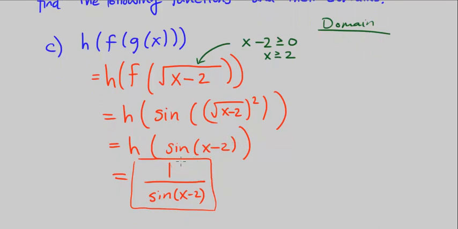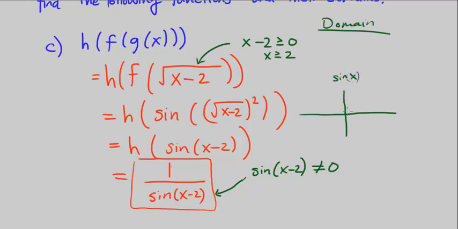Finally, our final function is 1 over sine of x minus 2. So the only restriction here is that the denominator, sine of x minus 2, cannot equal 0, right? That's our restriction. The denominator cannot equal 0. So let's go ahead and find out when that's true. Let me quickly sketch just sine of x. This is sine of x. We know sine is 0 at 0, and it goes up and down, oscillates forever in both directions.